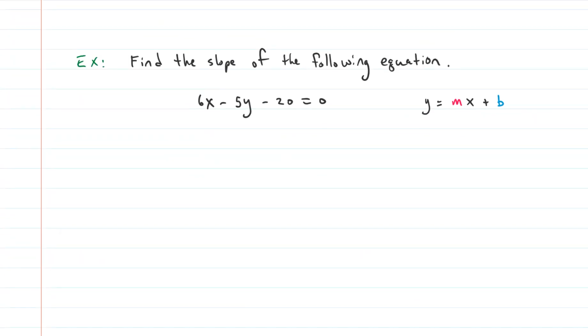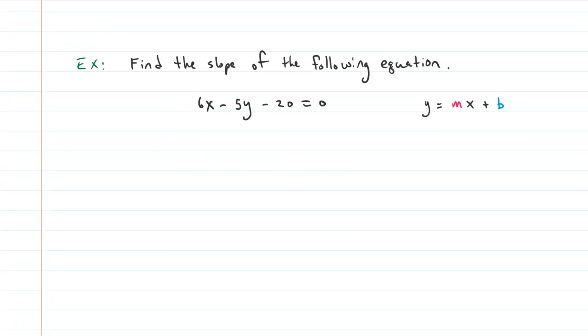Let's do another one. Find the slope of the following equation. Well, can I just look at the number in front of the x and say, hey, the slope is 6? Tell me down in the comments if you think I should. I hope you did. And now you paused. Because I'm going to tell you right now that's not the way it works.